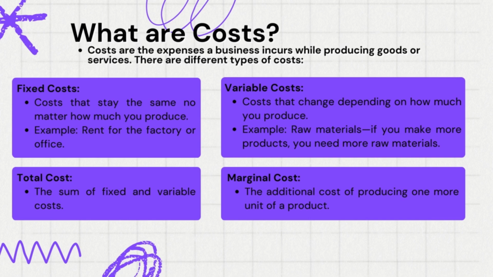Variable costs, costs that change depending on how much you produce. Example, raw materials. If you make more products, you need more raw materials. Total cost, the sum of fixed and variable costs. Marginal cost, the additional cost of producing one more unit of a product.